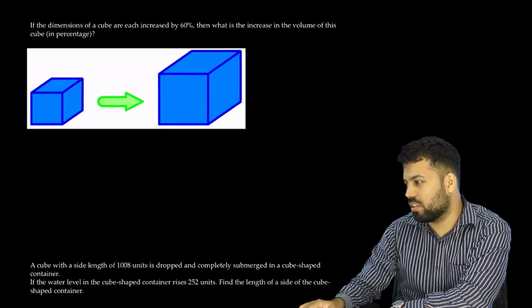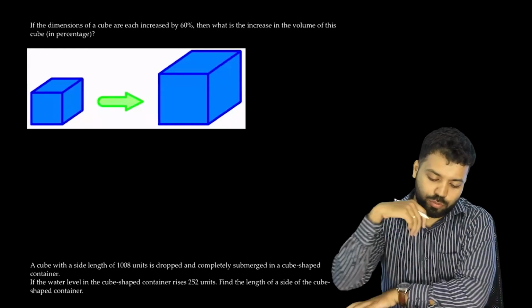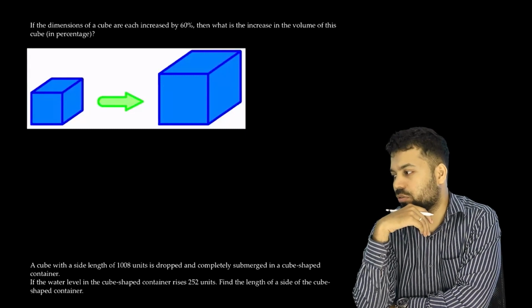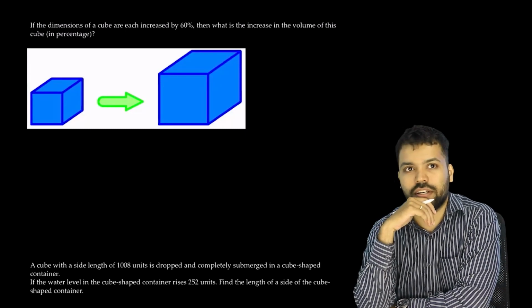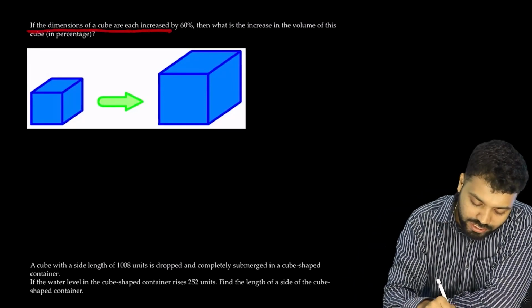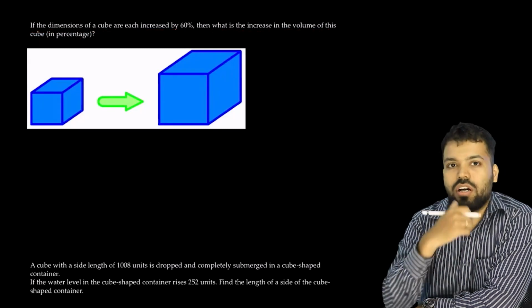Here also, most of your approach is correct, but some of you have answered 409, some of you have answered 309. Let's see how to solve this problem. The side of a cube has increased by 60%. What is the increase in the volume of the cube? How do I start?